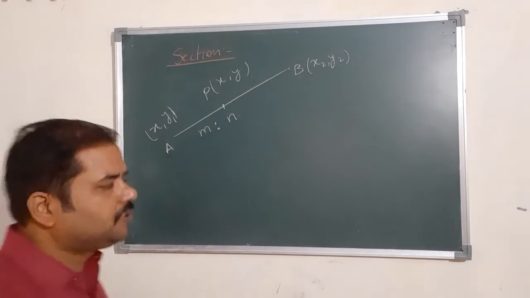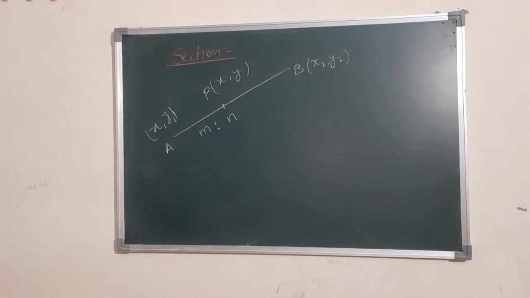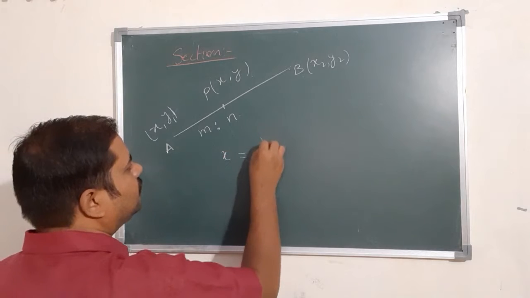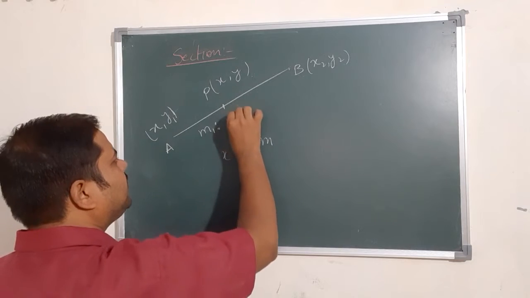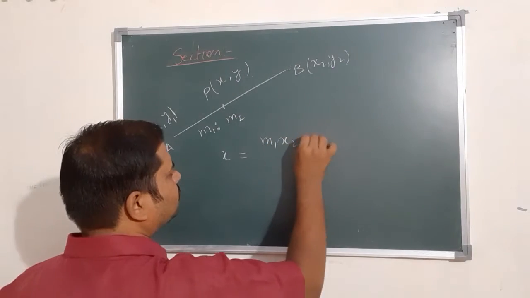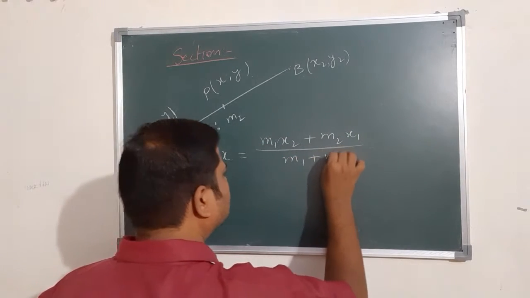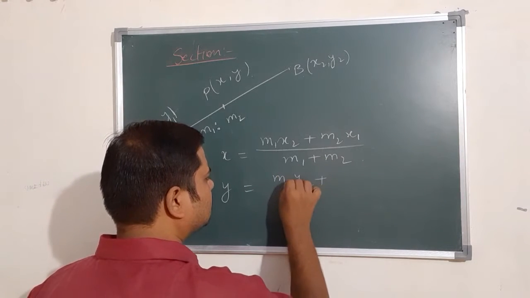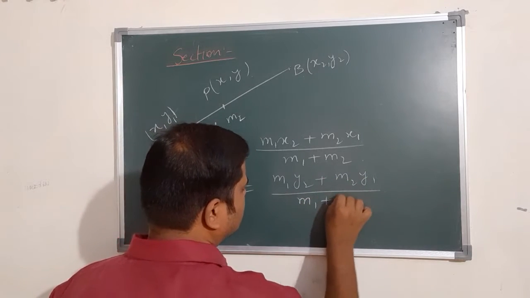So there are two types of division. First is external division and second is internal division. In our syllabus only internal division is taking place. So the coordinate of this point: x is equal to, suppose we write it m1, m2 because it may be given as m1, m2, so x = (m1 x2 + m2 x1) divided by (m1 + m2), and similarly y = (m1 y2 + m2 y1) divided by (m1 + m2).